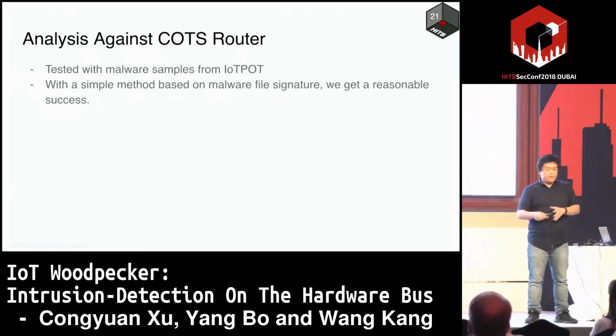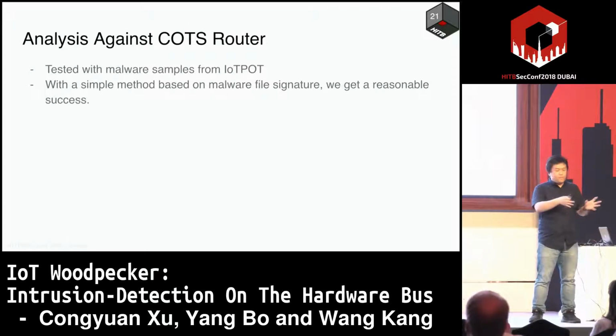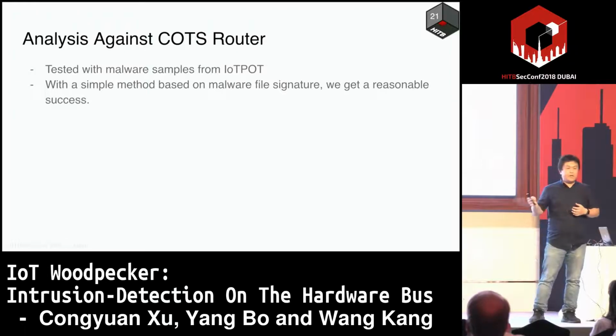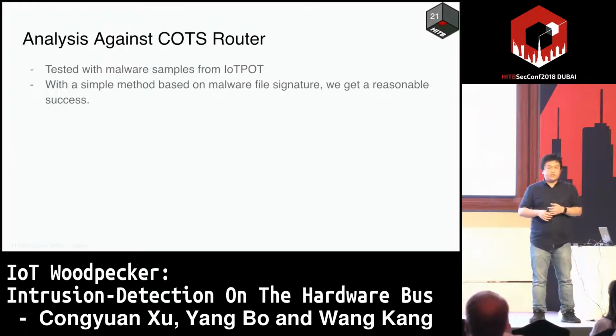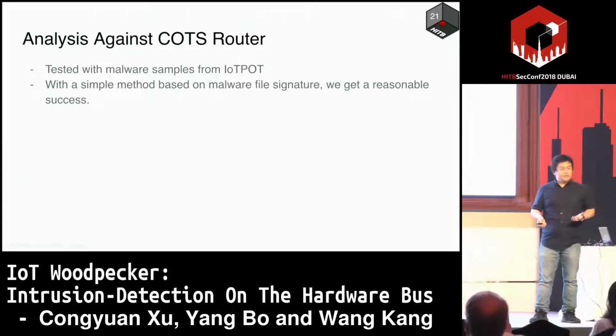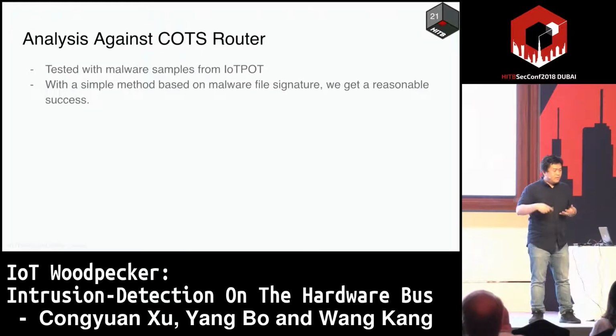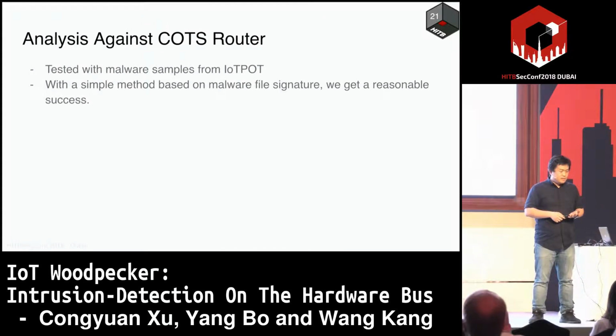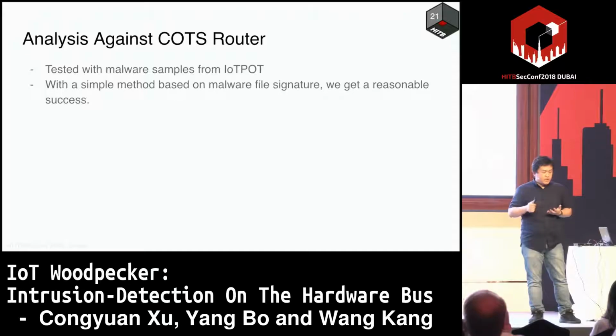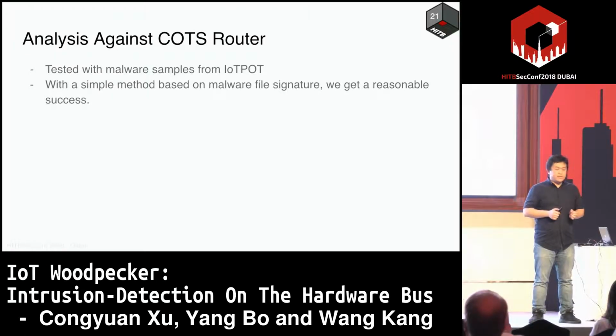And to speed up, we tested the malware samples we got from the IoT port, because we helped the Japan research group, the IoT port group. We helped them set up 2 of the forwarders. So they shared the malware samples with us. So we did a little simple test drive, and then we got a lot of confidence, because with such a simple method on malware file signature, we got a very reasonable success.